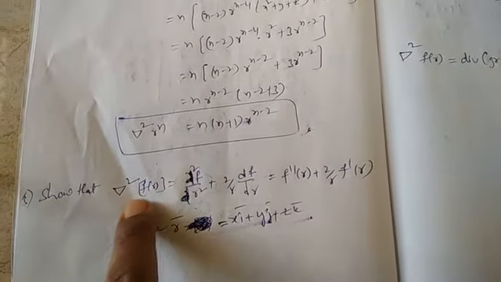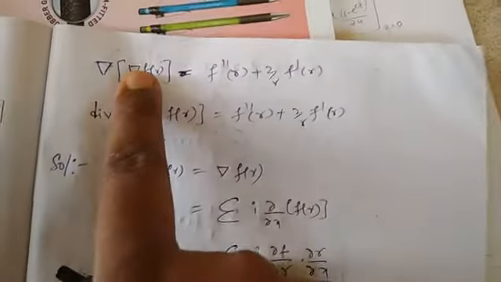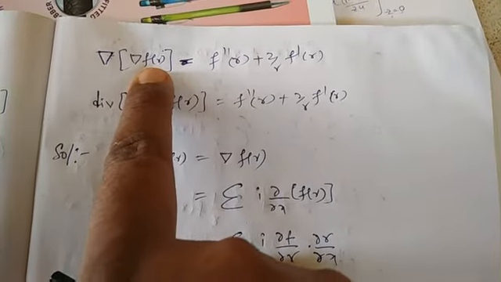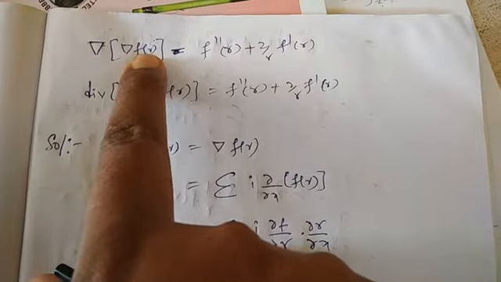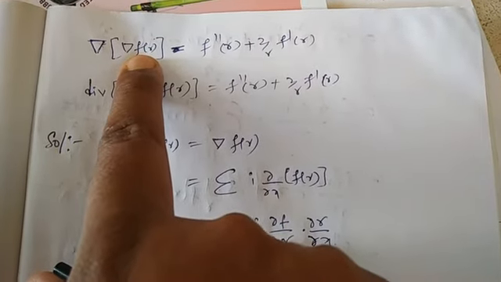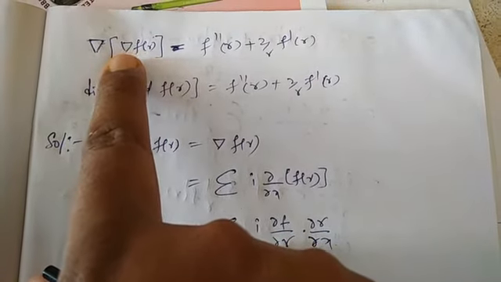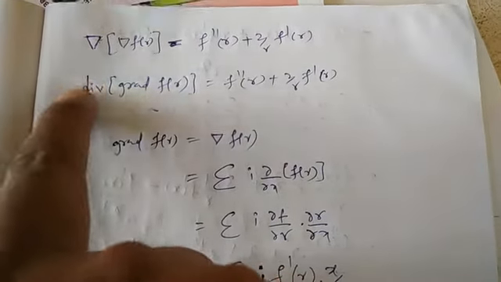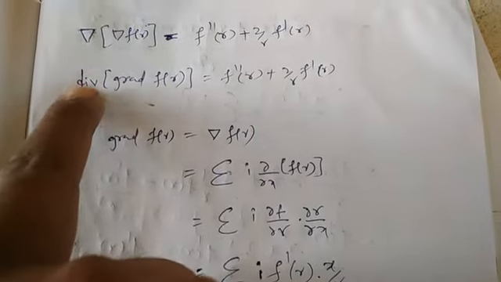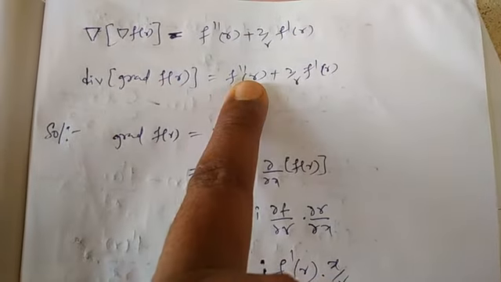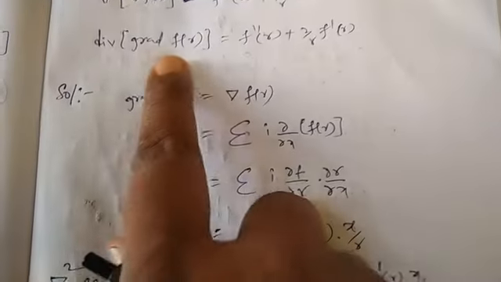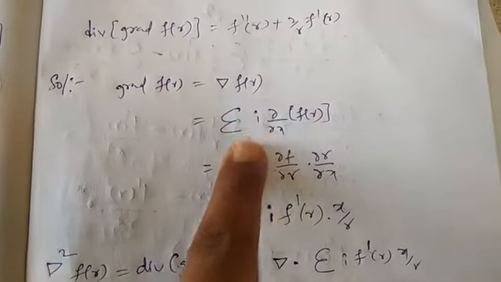Now we may use another notation. Here I wrote del of f of r. f of r is a scalar function, since r is a scalar, therefore f of r is also a scalar function. Now del applied on a scalar is a grad, which is a vector. Now again del applied is a div. That's why div grad of f of r equals f double dash of r plus 2 by r into f dash of r. Now first find this grad of f of r.